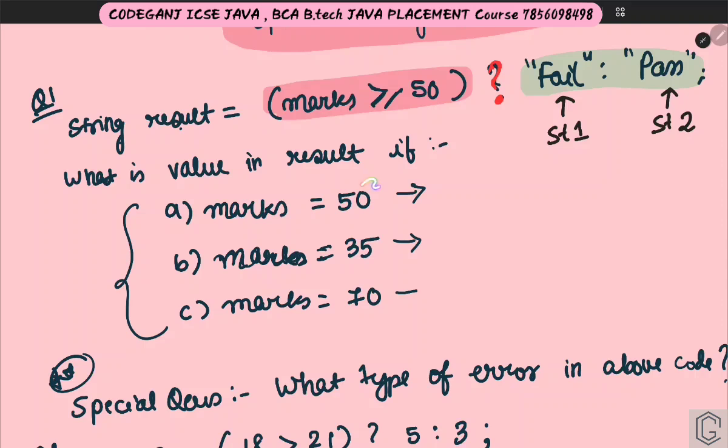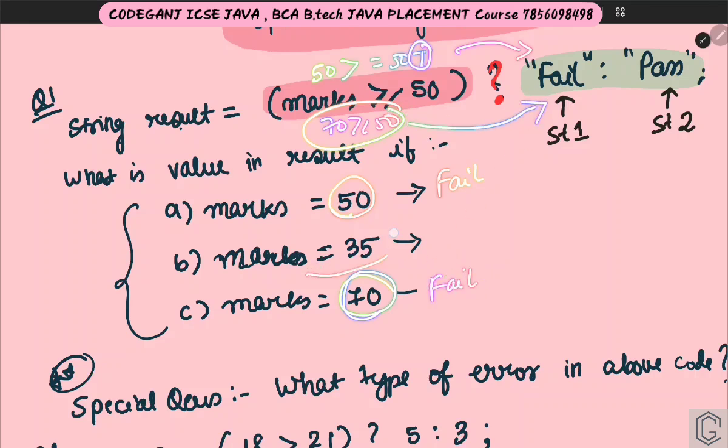So here, suppose the marks is 50. The condition is saying 50 greater than or equal to 50. So the condition is true, so your statement 1 will execute, so the answer will be fail. Suppose the marks is 70, the condition is still true, so your statement 1 will execute, so it will be fail. Suppose the marks is 35, the condition is false, statement 2 will execute, the answer will be pass.